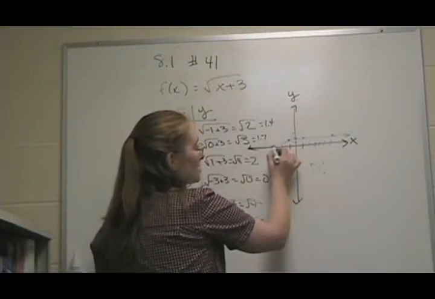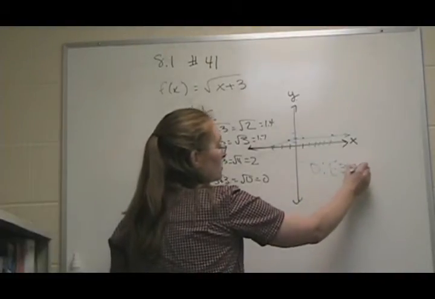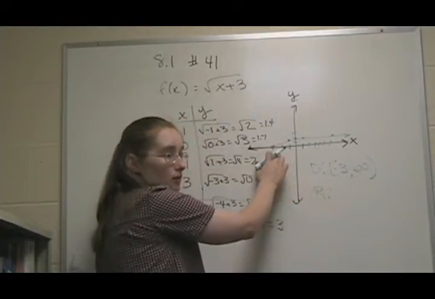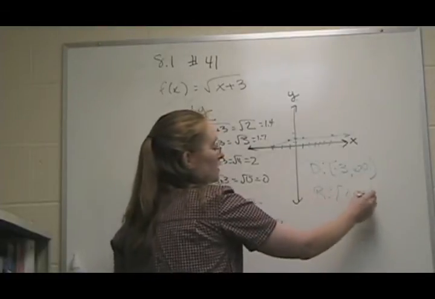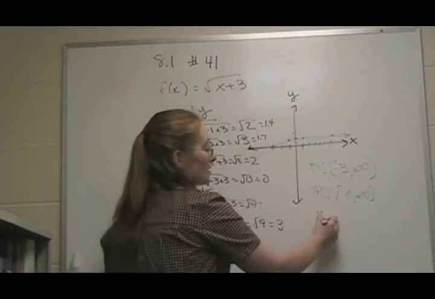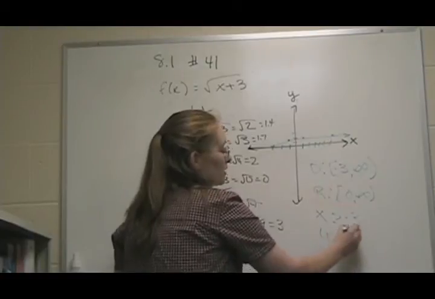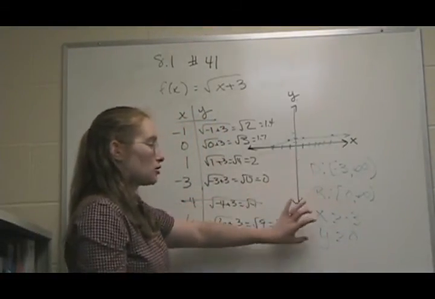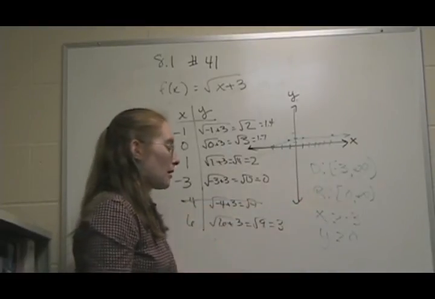So domain, the x's, we start at negative 3, we can include that, and we go to positive infinity. Range, we start here at the x-axis, so we start at 0, and we go to positive infinity as well. Now if you want, you could also write this simply as x is greater than or equal to negative 3, and y is greater than or equal to 0. On an exam, I would accept either this interval notation or these inequalities. Get the point across. I'm not too picky about format.